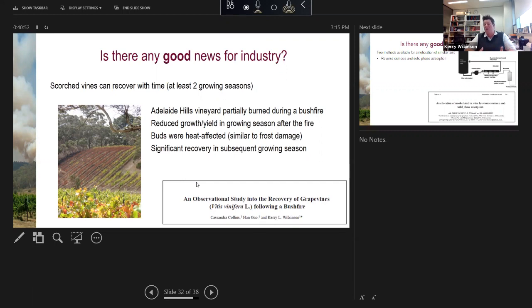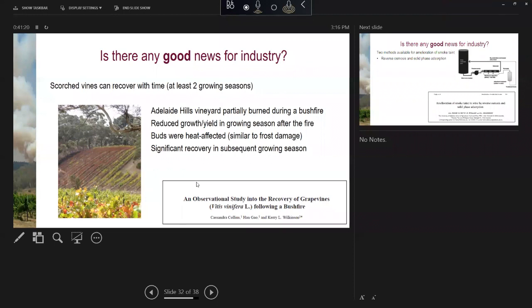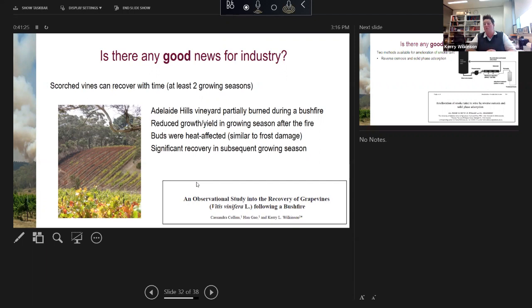So what we were able to show is, and it depends on the level of heat damage, but certainly grapevines are capable of recovering following heat damage. And whilst the buds that may be damaged in one season may not produce shoots and therefore fruit in the subsequent season, the grapevine is able to respond, and 2 seasons after that fire occurred, we saw that yields and certainly vegetative growth as well was almost back to being comparable to vines that weren't scorched during the fire. So there is some recovery possible.